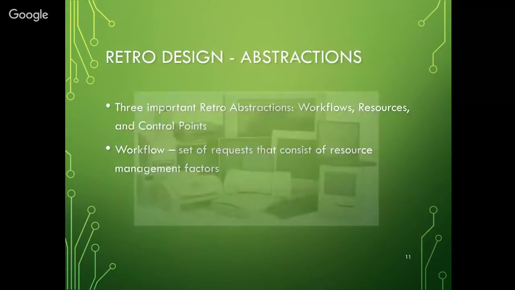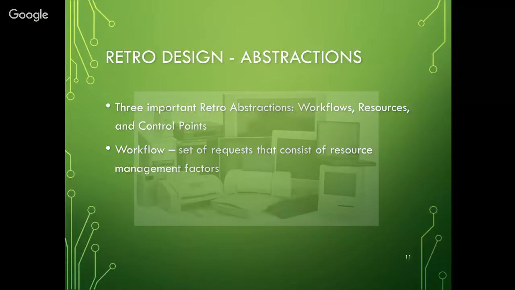So what are the main abstractions of this Retro architecture design? The three important ones are workflows, resources, and control points. Let's start with the workflow abstraction. It is basically a set of requests that consists of resource management factors. For example, a workflow can be a collection of all background activities. And each workflow has a unique ID throughout the execution path of all its requests.